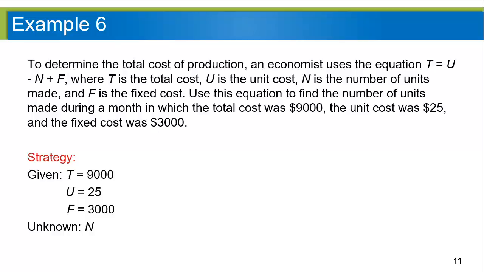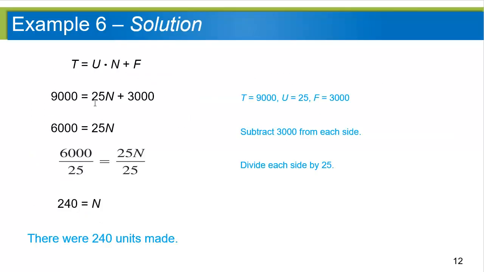So now we need to find the number of units made during a month in which the total cost was 9,000, the unit cost was 25, and the fixed cost was 3,000. Well, now it's just a matter of plugging those things in and solving for what you don't know. The unknown here is N, right, the number of units. So we plug it all in. There's my total cost, there's my unit cost, there's my fixed cost. Well, if I want to solve for N, don't I want to get this 3,000 on the other side? So subtract it from both sides because we're going to isolate our variable. So here's 6,000 equals this. Divide both sides by 25, and we get an answer of 240.